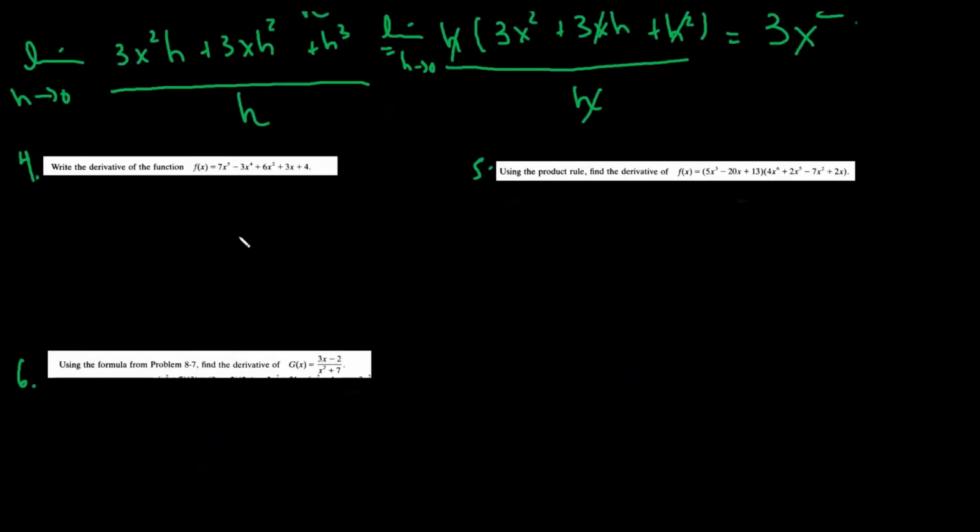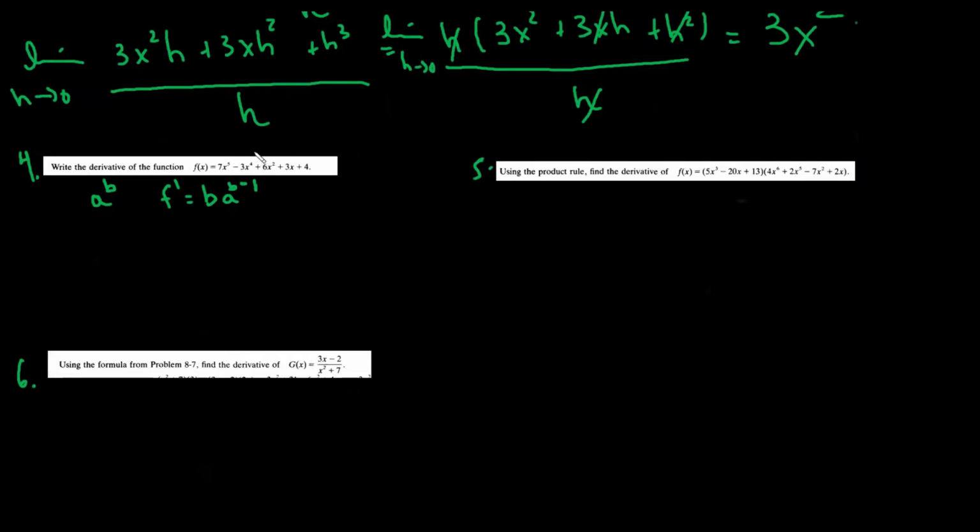Alright guys, so number 4 says to write the derivative of the function 7x to the power 5 minus 2x to the power 4 plus 6x squared plus 3x plus 4. So just a quick rule here. If we have a term a to the power of b, its derivative f prime would be: you bring down the exponent to the front and subtract 1 from the exponent and put that back in the exponent. So b times a to the power of b minus 1.